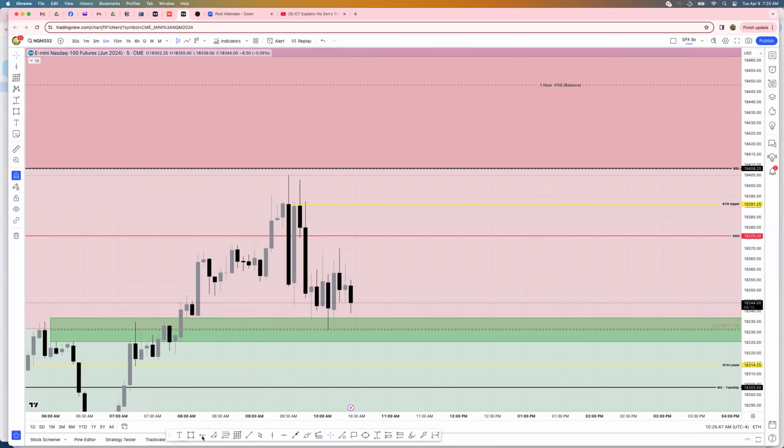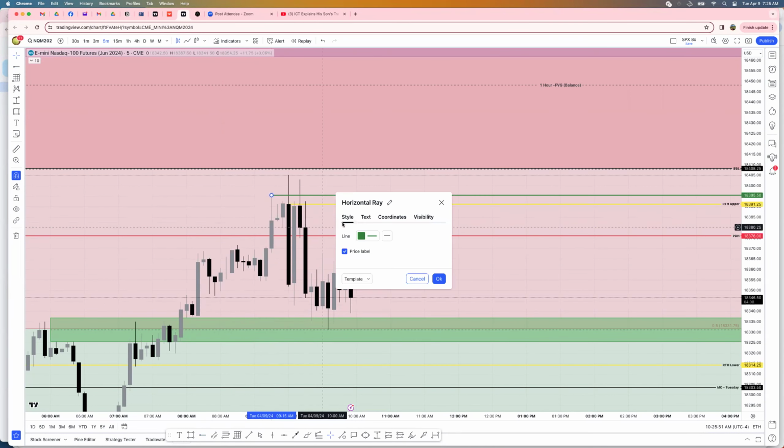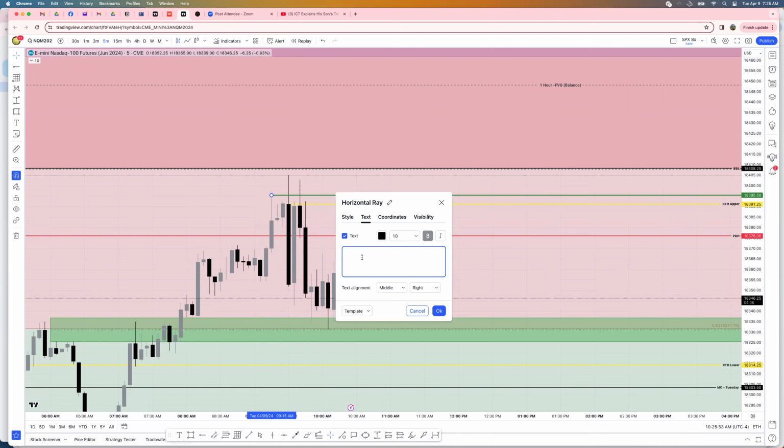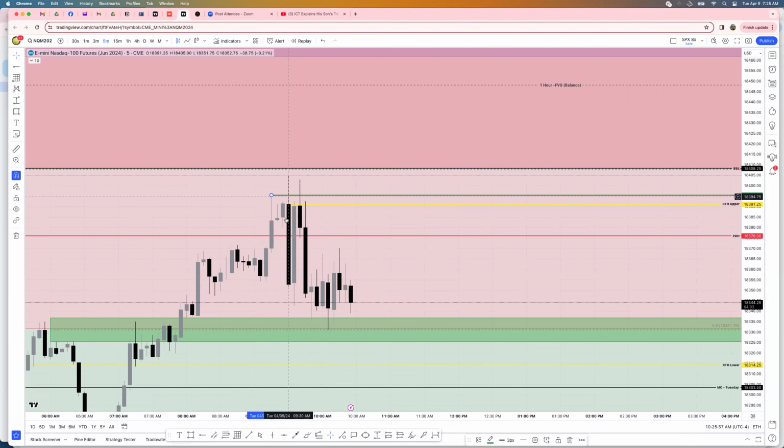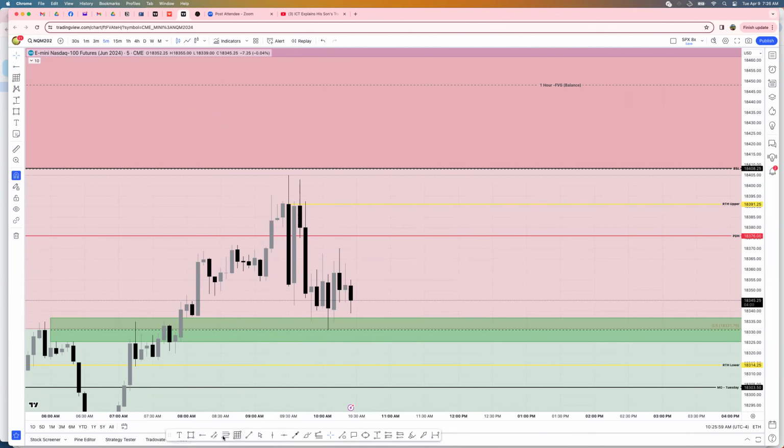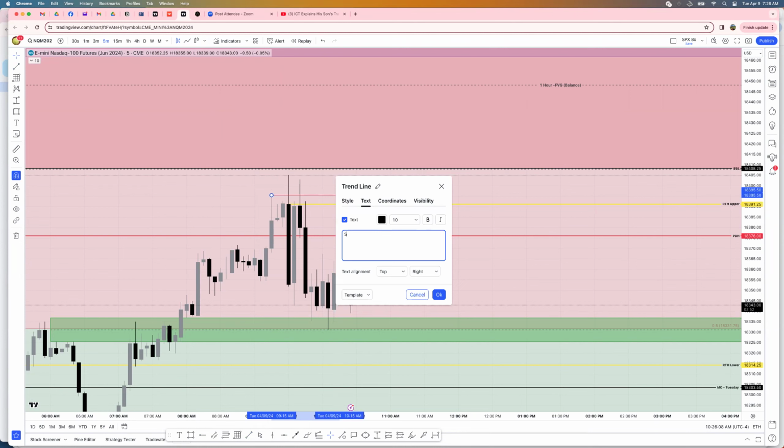So here is where stops were raided here. So we'll call this stop raid. I want to do it cute. I like the little trend line. This is cuter. Look at that. Stop raid.